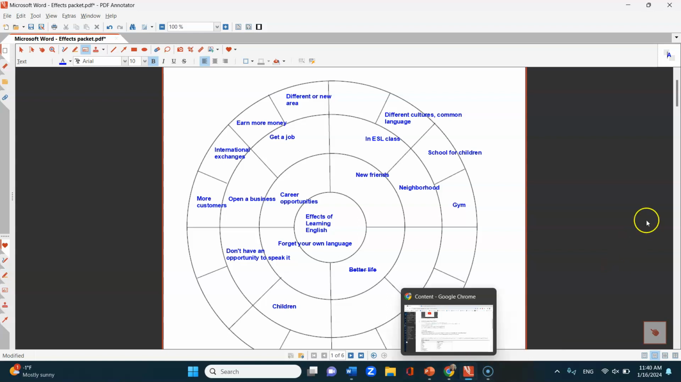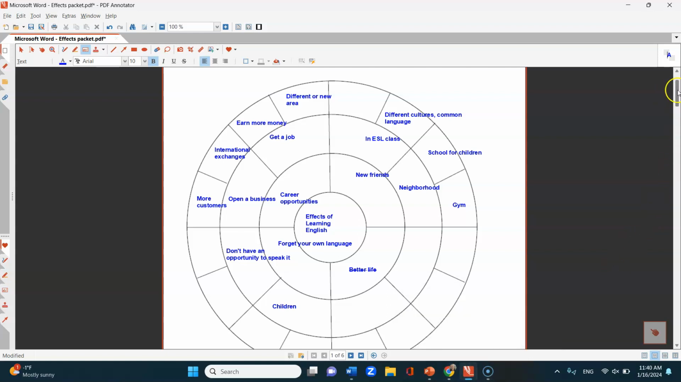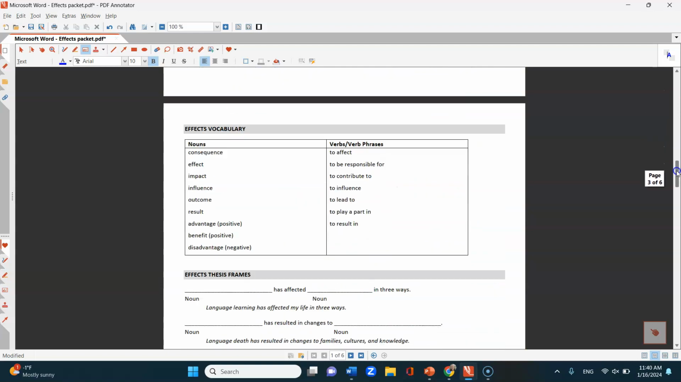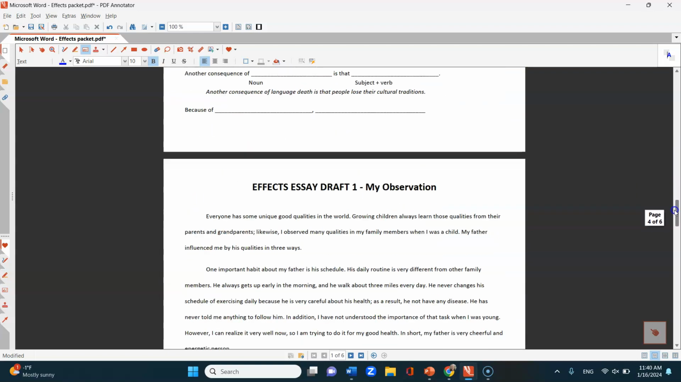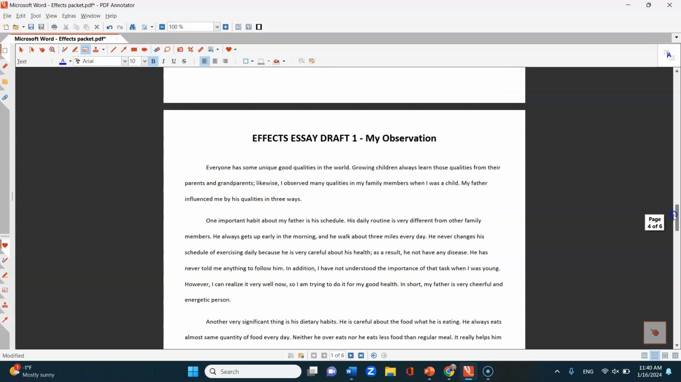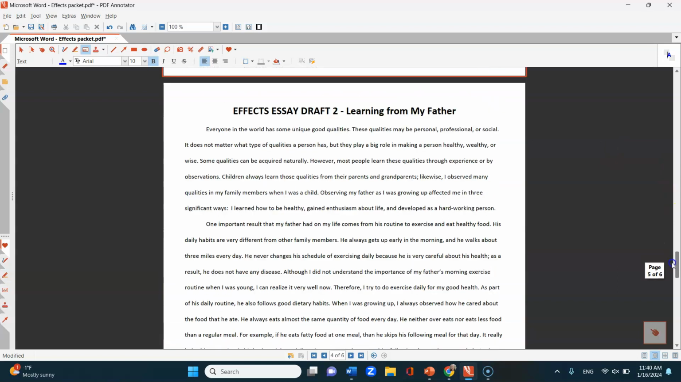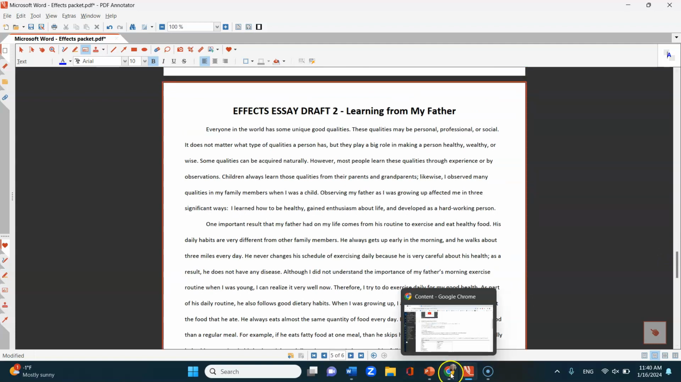Okay, if you are writing about that topic, about how a family member affected you, just know that in this packet there is a student essay about this topic, where the student was writing about how her father influenced her in three ways. This is draft 1 of that example essay, and this is the final draft, which is much better. Okay, this was to show how we go from a first draft to a final draft, which are just different versions of our essay. So that would be good to look at.